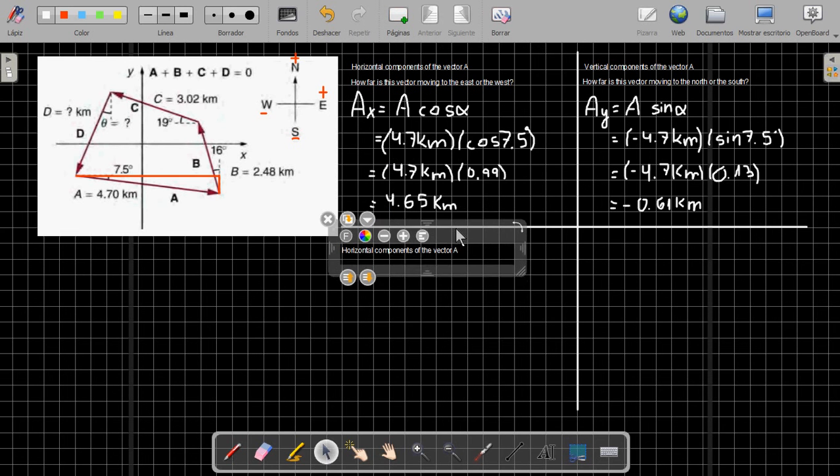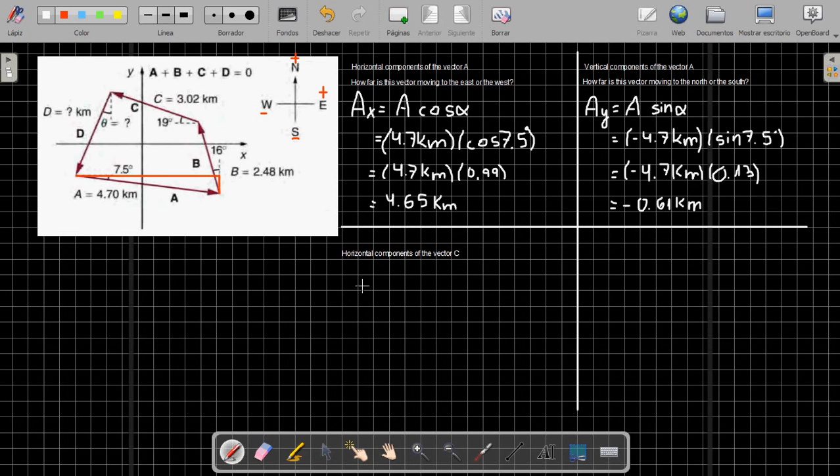Right. I'm going to change it by a C. Great. Okay, here we go. Horizontal component of vector C is equal to C times the cosine of the other angle, which we were going to call maybe gamma.